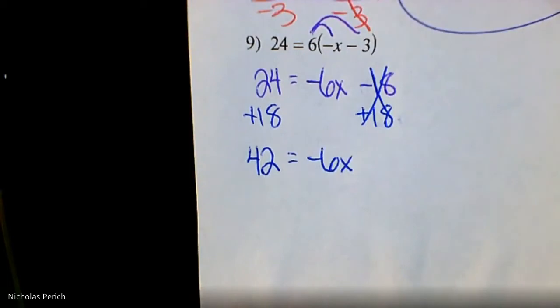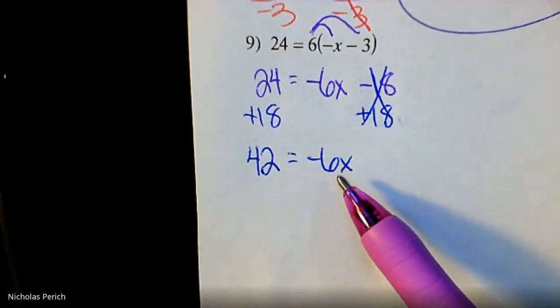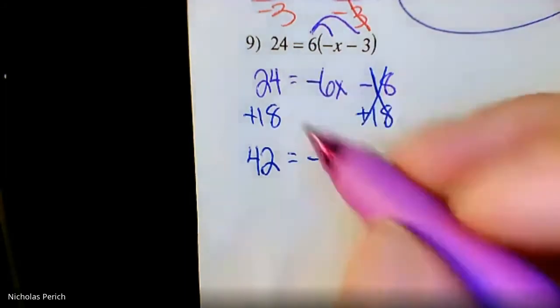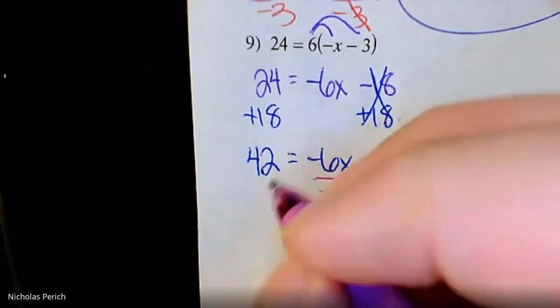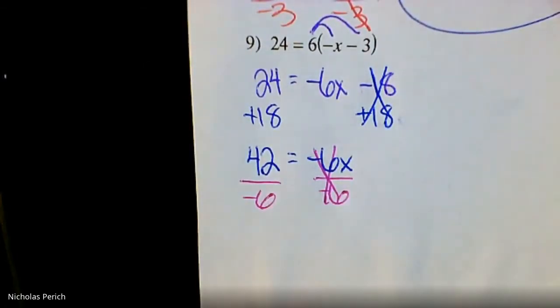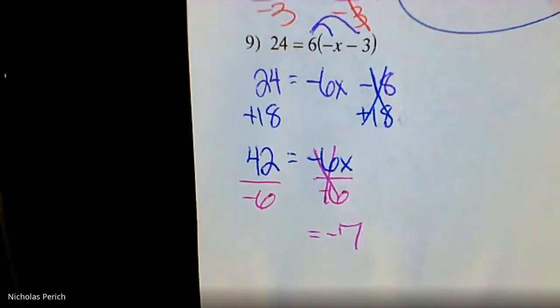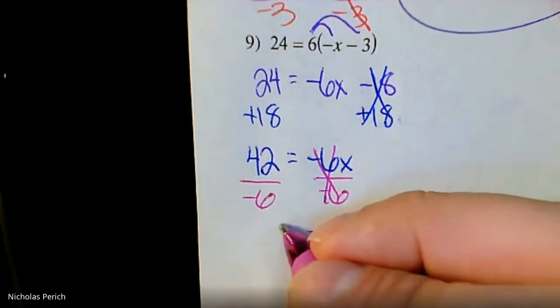Is x all by itself? No. What's in the way? Negative 6 is being multiplied to x. So I'm going to divide both sides by negative 6. Cross you out. 42 divided by negative 6 is negative 7. So let me put that right there because I know my x is going to go on the left.